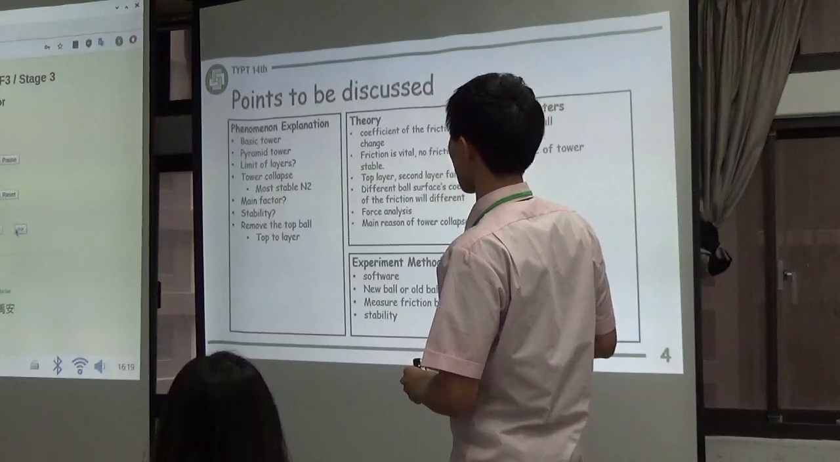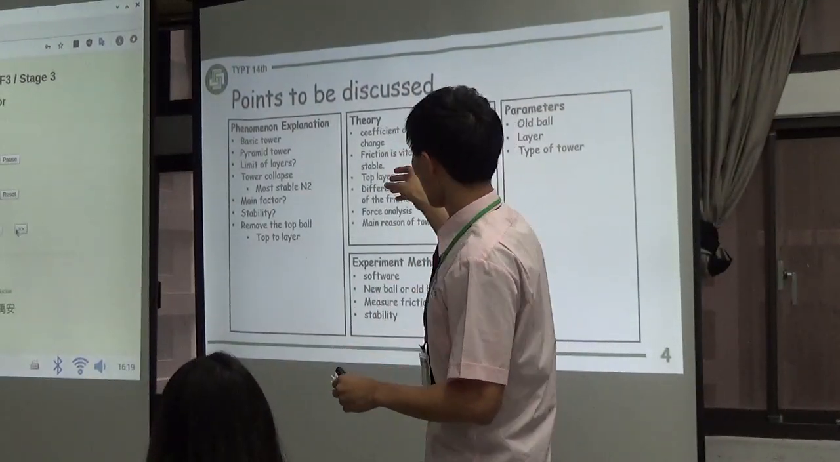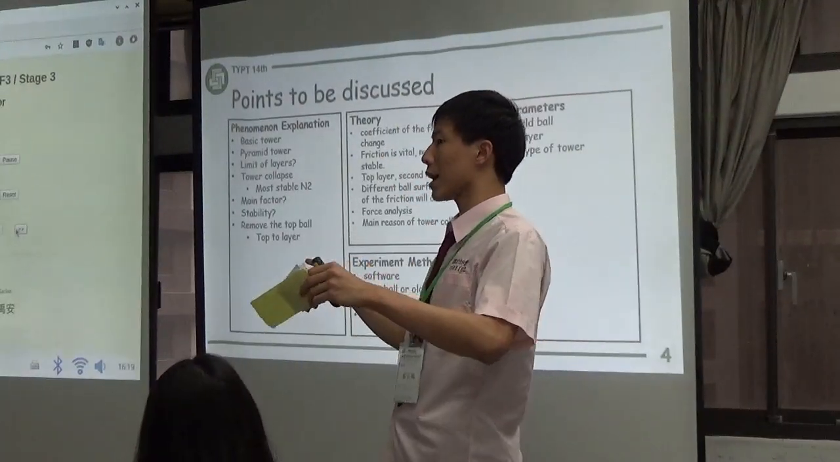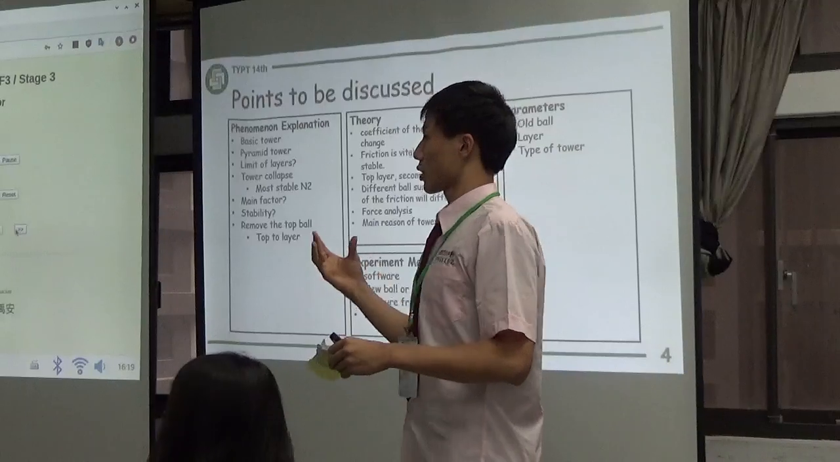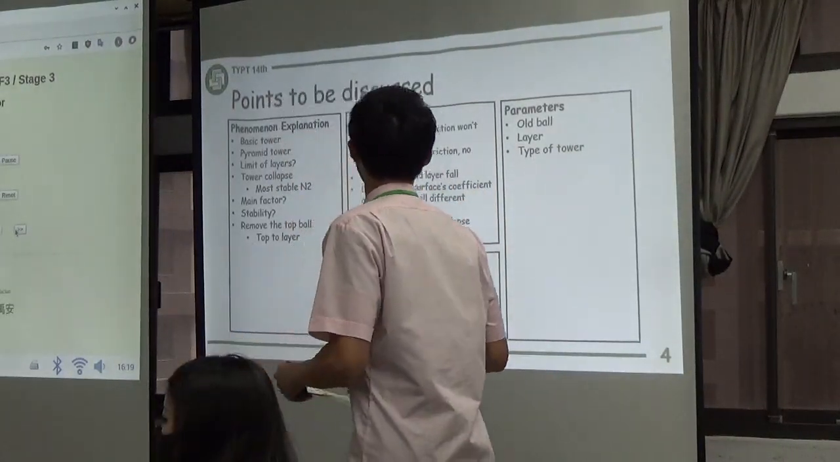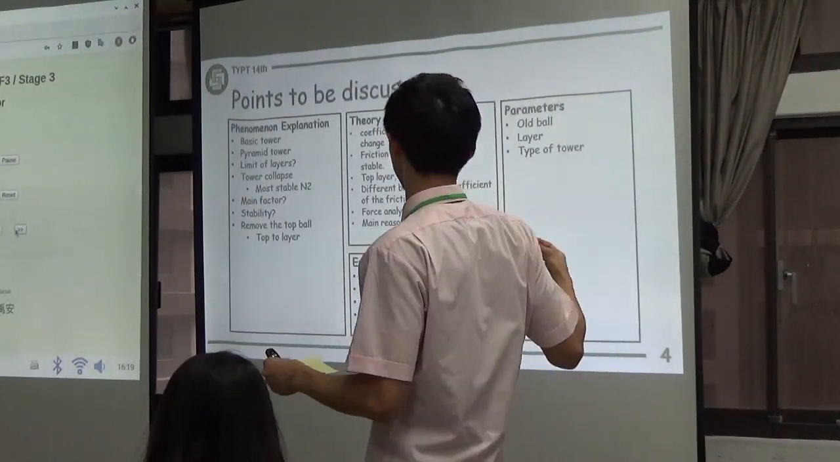And we'll be discussing what they believe is the main factor, and how we define stability. For example, when you do the experiment, if you remove the top ball or remove the bottom ball from the side, would the force of your hand actually affect its stability? Can you ensure that the force is uniform?